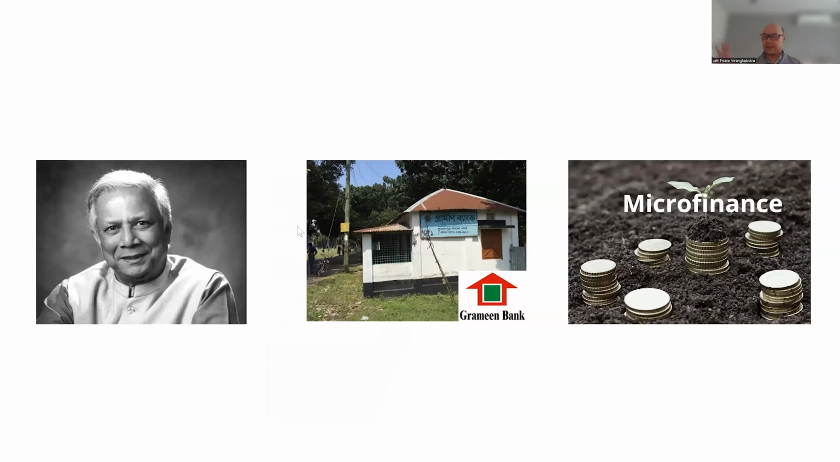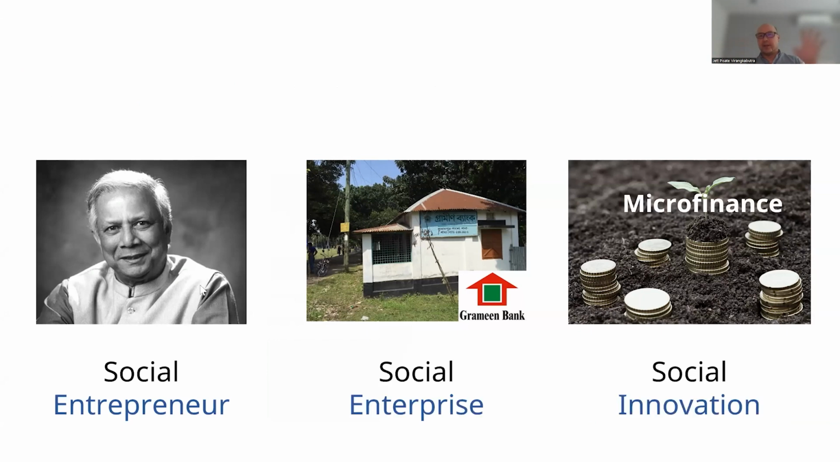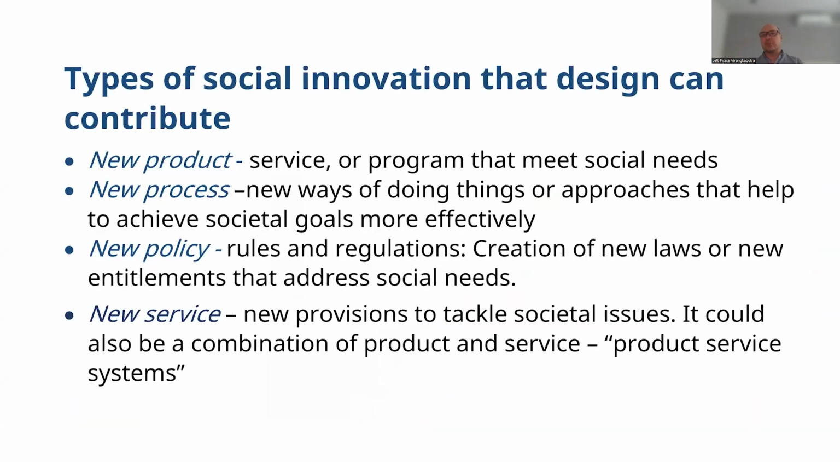And how does this work? You have three important factors here. One is the social entrepreneur, one is the social enterprise, and one is the social innovation. And we want to focus more on the social innovation part. The types of social innovation that design can contribute to are four things: product, process, policy, and service.